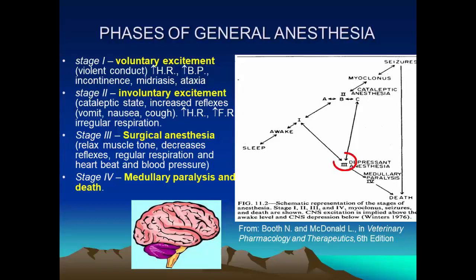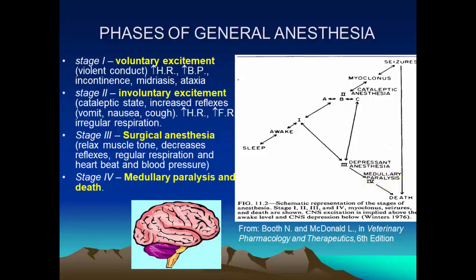And if we give an overdose of an anesthetic to an animal, he will move from stage 3 to stage 4, in which these medullary centers that control respiration and cardiovascular function basically stop. And unless we can artificially support these functions, the animal is obviously going to die.